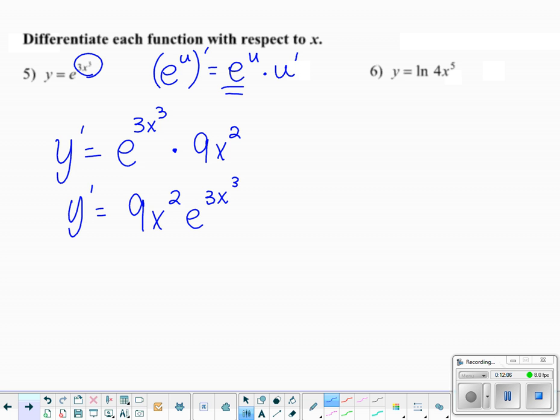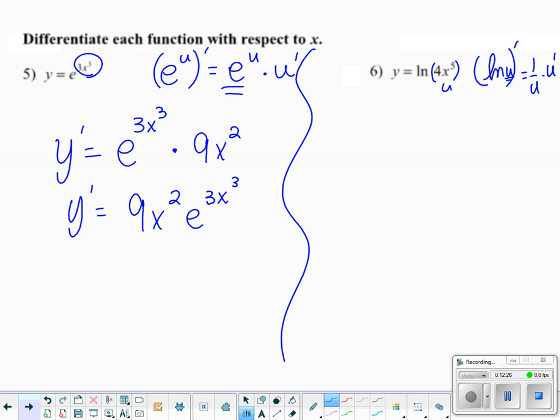Natural log. What do you know about natural log? Well, first thing you're going to have to know is how to take the derivative of any natural log of some function. That will be 1 over u, and then chain rule says take the derivative of the inside, u prime.